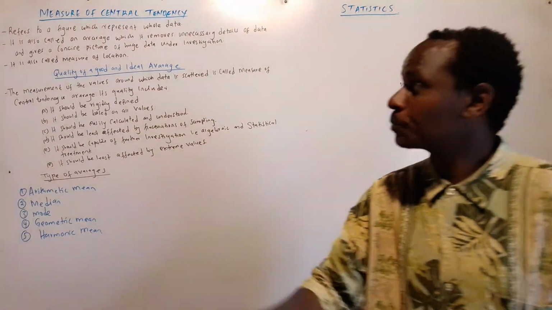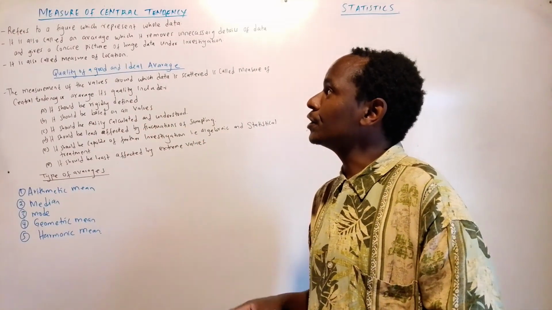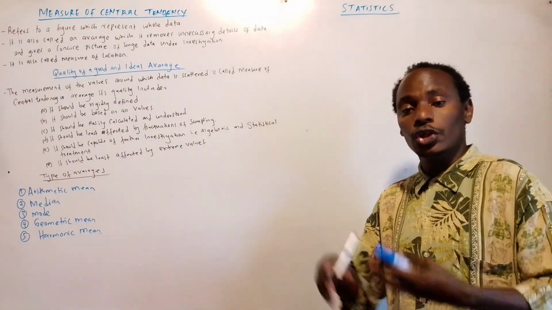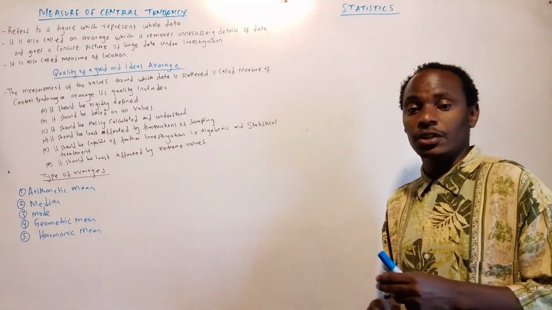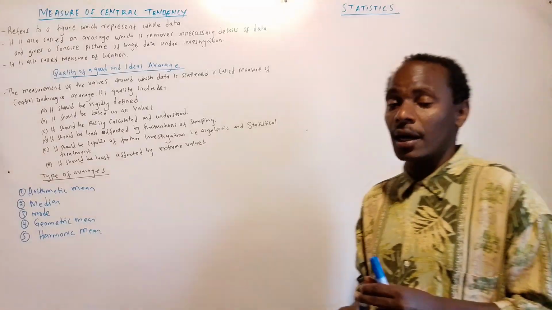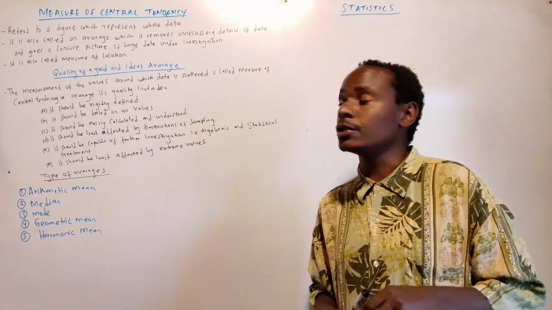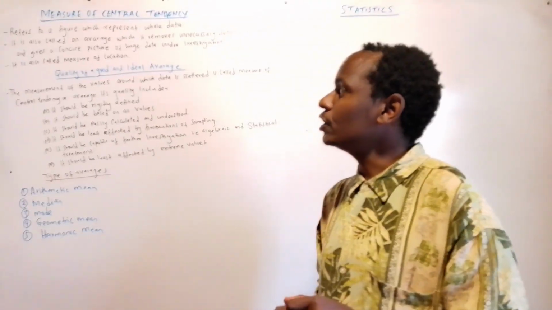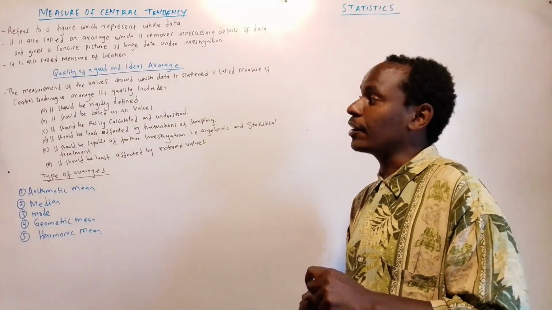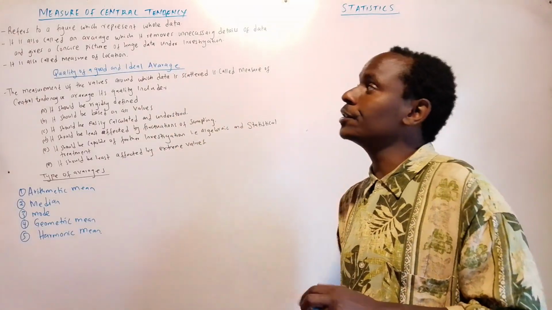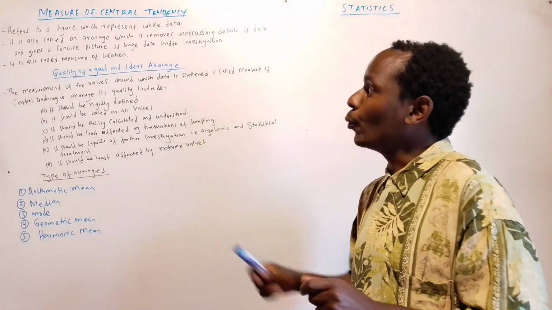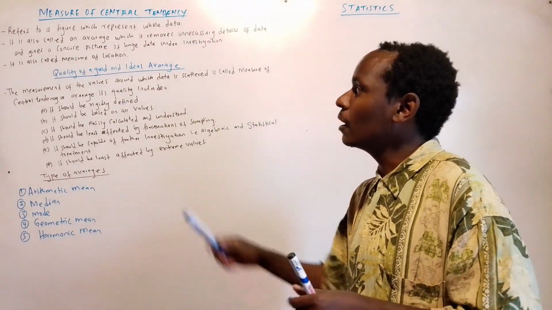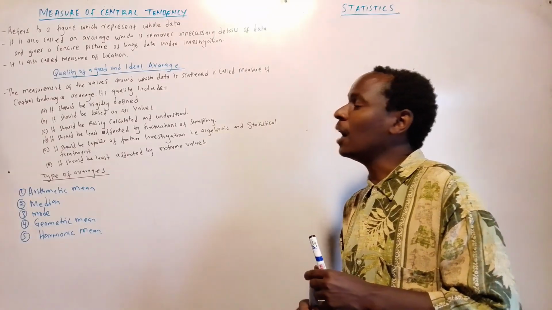So it refers to a figure which represents the whole data. So when we talk about a figure which represents the whole data, that is what we mean by the measure of the central tendency. Another name for a measure of central tendency is what we call average. So average is another name which we can use to replace measure of the central tendency, which removes the unnecessary details of data and gives a concise picture of a huge data under investigation.